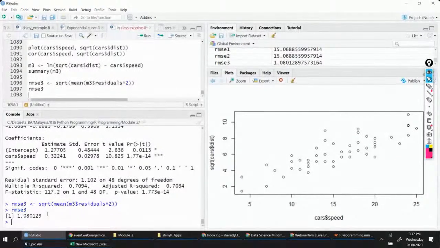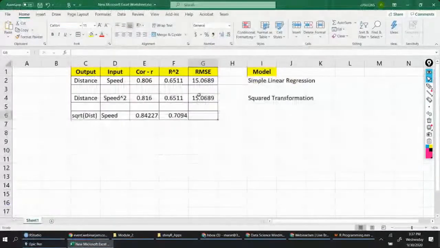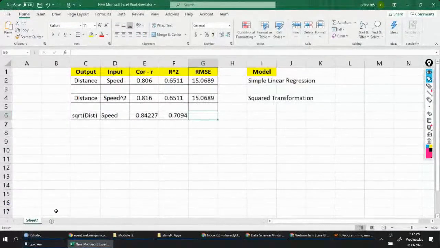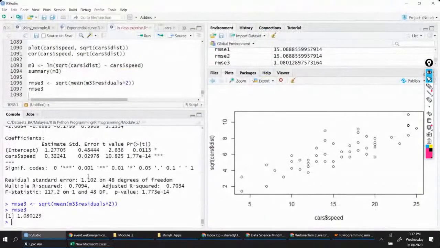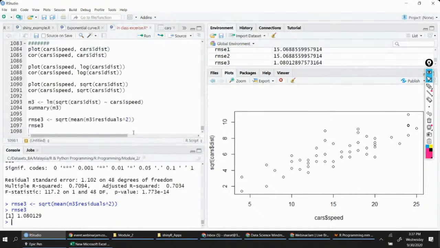Does this mean your error is changed or reduced from 15 to 0.1? Such a huge reduction? Do you think that is correct? No, this is not true. Why? Because what is your equation that we obtained here?